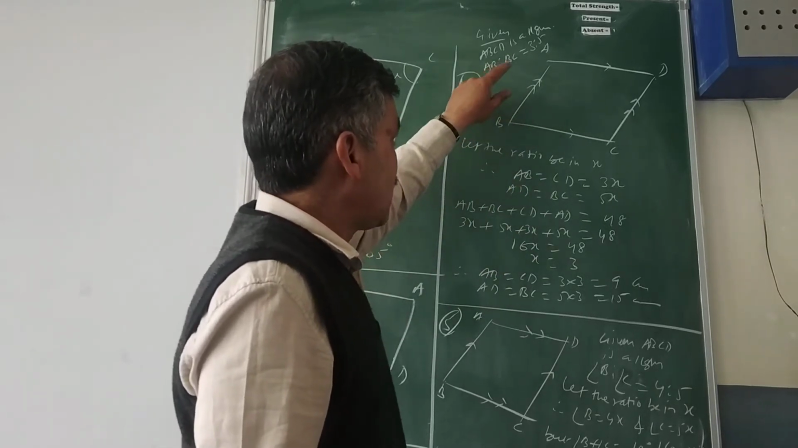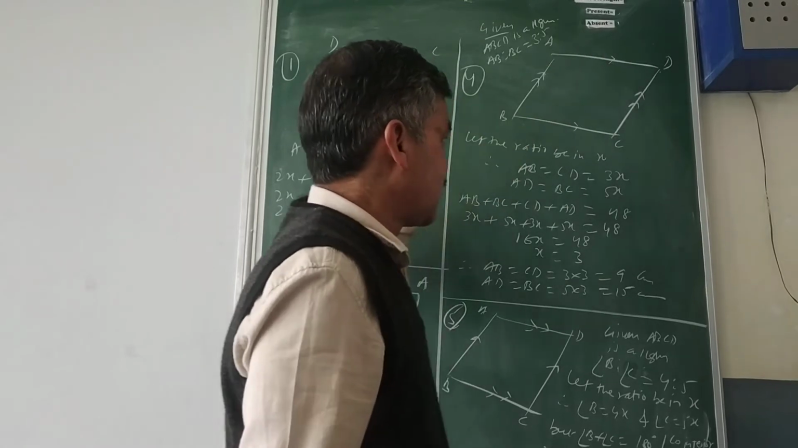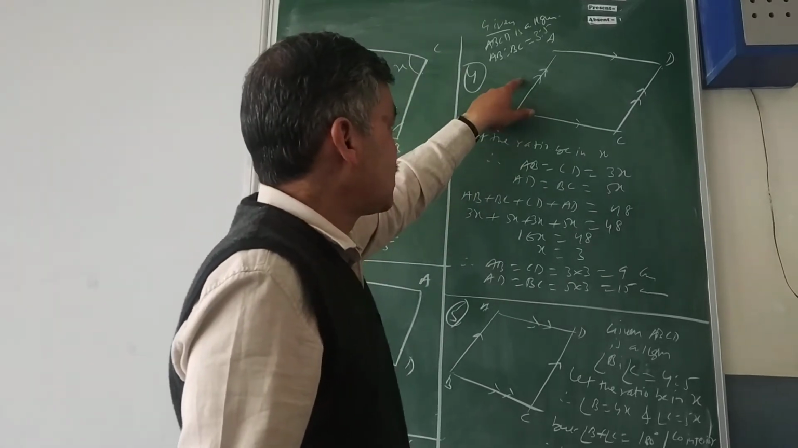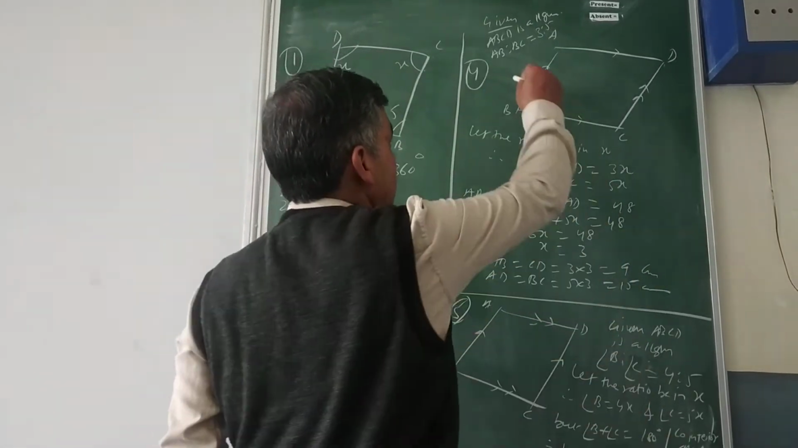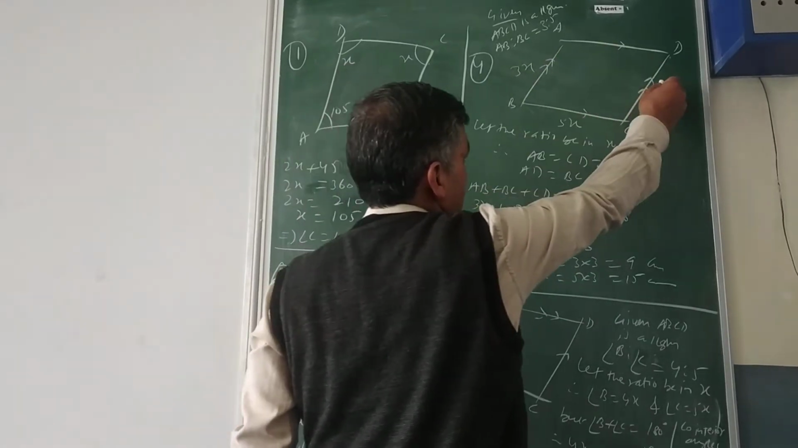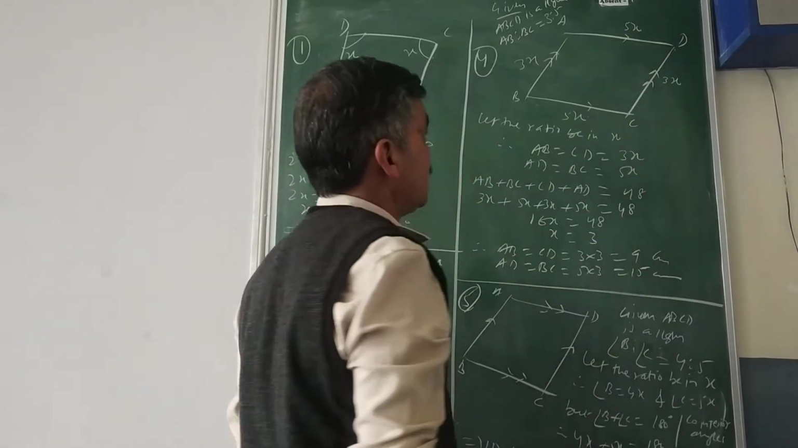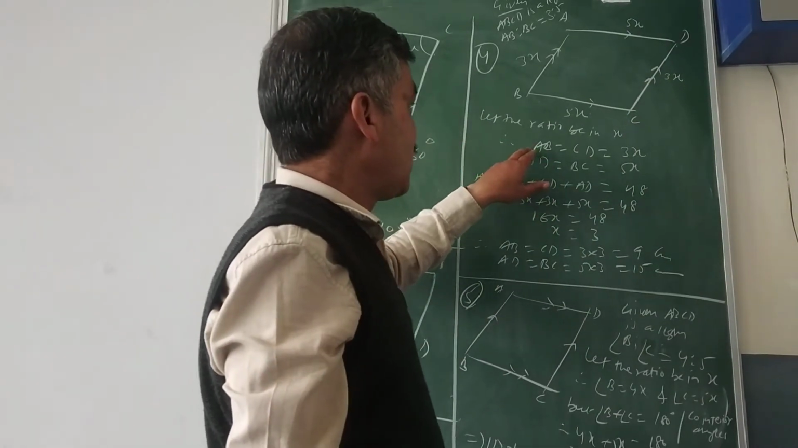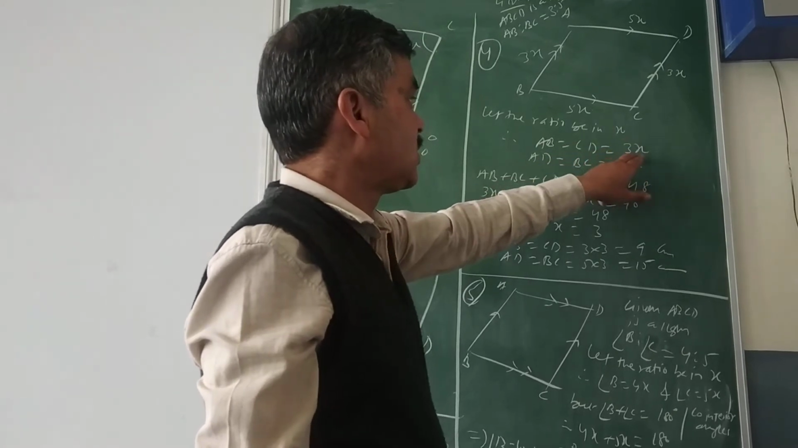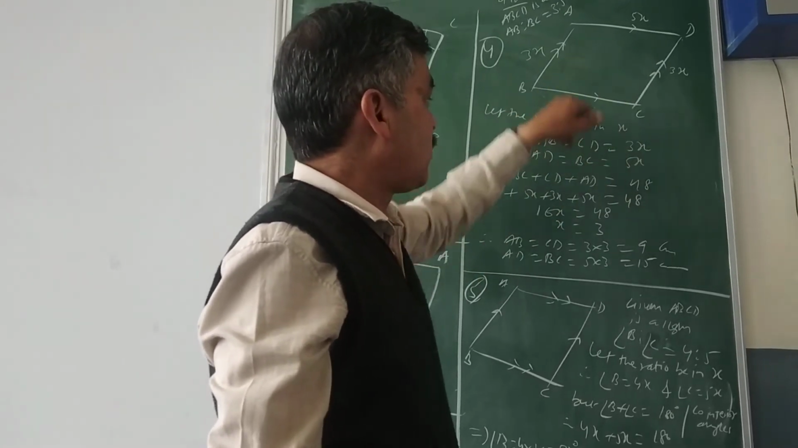So you know AB is equal to CD and BC is equal to AD, as they are the opposite sides. If you have taken this in x, then this will be your 3x and this will be your 5x. Opposite sides are equal, so this will also be 3x and this will also be 5x. Make it very clear: AB is equal to CD is equal to 3x, and AD is equal to BC is equal to 5x.